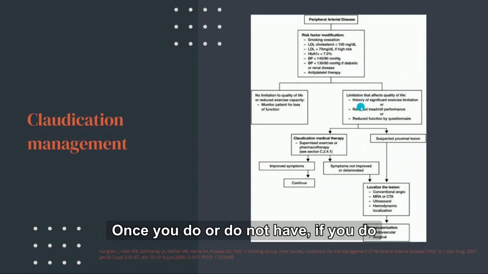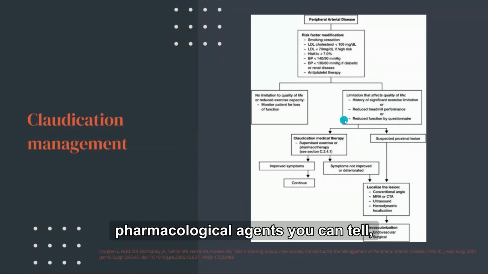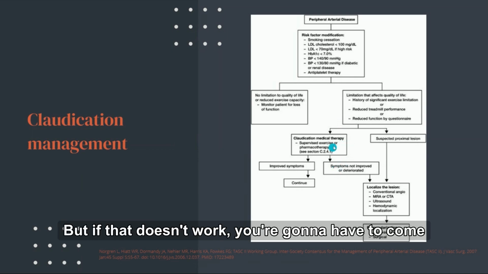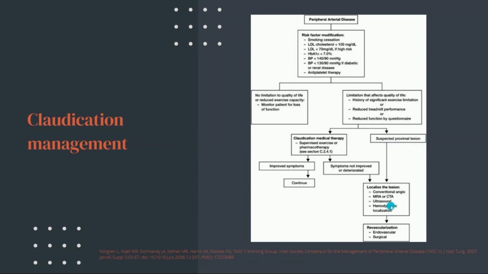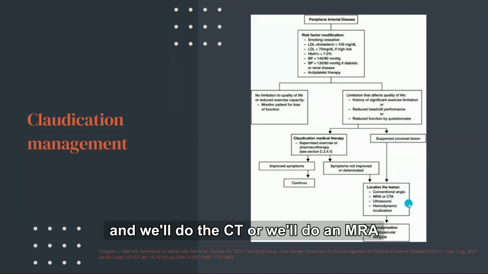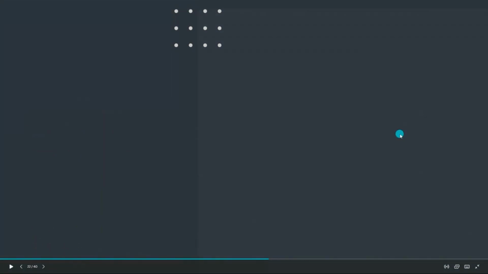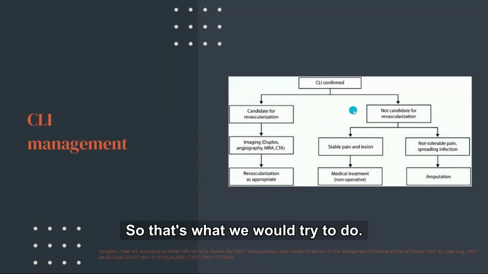If you do have symptoms, there are some pharmacological agents you can take to improve your symptoms, but if that doesn't work, you're going to have to come and see a vascular surgeon or interventional radiologist because you need to find out where that lesion is, and we'll do the CT or we'll do an MRA or we'll do an ultrasound, find out where the lesion is, and we'll revascularize you. You know, it's not very nice being confined to only being able to walk 200 yards every day. So that's what we would try to do.